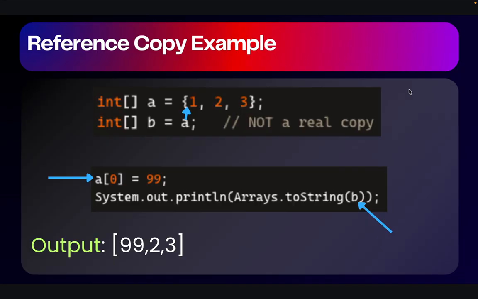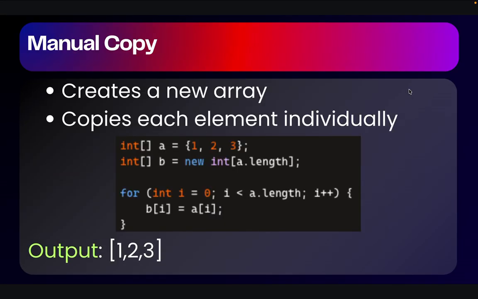So to avoid this problem, you can do a manual copy, which means you would have to create an entirely new array and copy each element individually using a for loop. So in this example, you see we create a new integer array called B that is taking the same length of A. And in the for loop, we are going to use A's length to then place the contents of A into B. So that's basically all that's happening in the for loop.